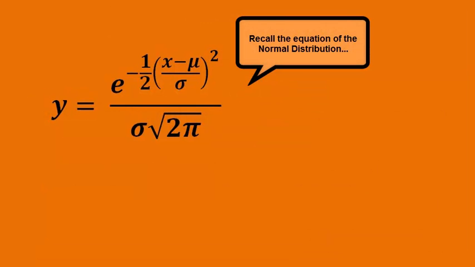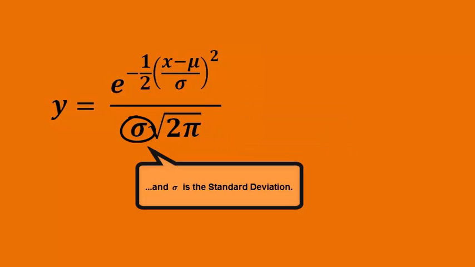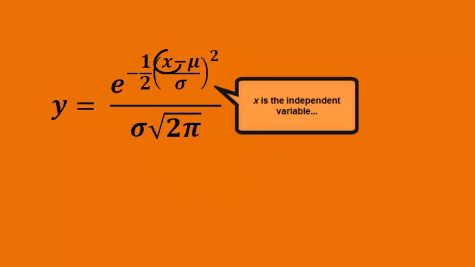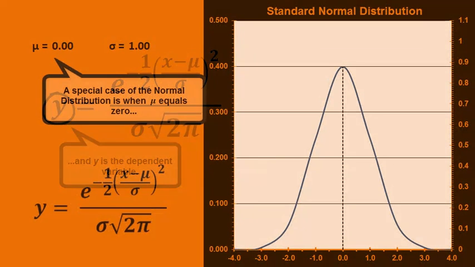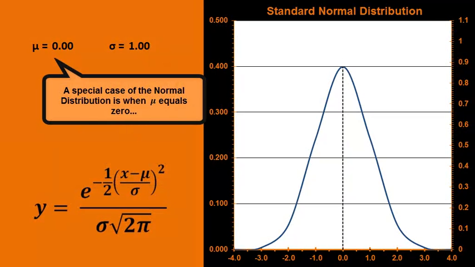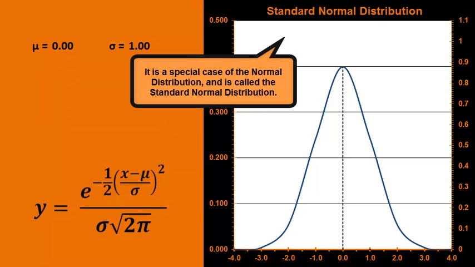Recall the equation of the normal distribution, where mu is the mean of the distribution and sigma is the standard deviation. X is the independent variable and y is the dependent variable. A special case of the normal distribution is when mu equals 0 and sigma equals 1. It is called the standard normal distribution.